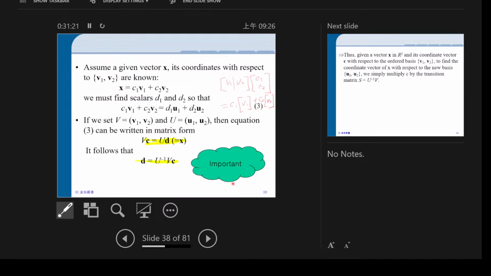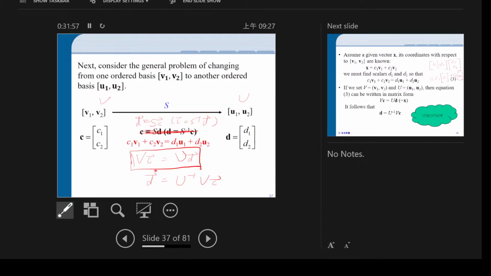The next slide basically says this thing. We have the V matrix for V and the U matrix for U, and we'll have this equation. This V matrix times the V coordinates will equal the vector you have, and will also equal the U matrix times the U coordinates. You can move things around to go from c to d or d to c. So if you want to go from c to d, it will be U inverse times V.